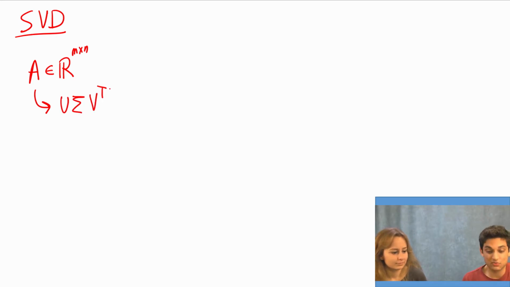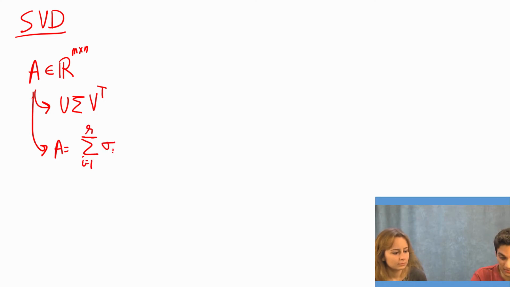But when Belize said we broke it down into the orthonormal vectors, that's because there's an alternate form of writing the SVD, which is saying that A is going to be equal to the sum from i equals 1 to r, where r is the rank of the matrix, of sigma i, u_i, v_i transpose. And we'll make the connection between this and this soon.